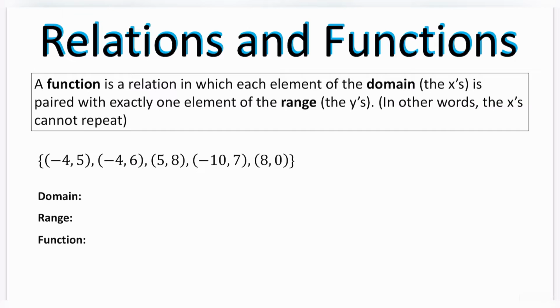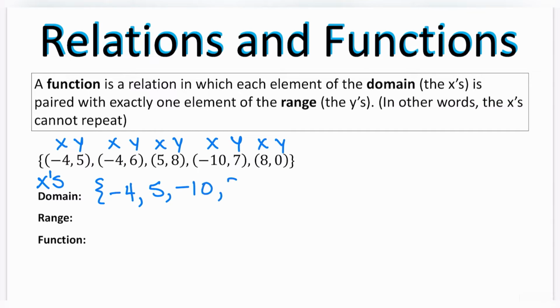This is a relation. We're trying to determine the domain, the range, and whether or not this relation is a function. The domain are the x's. So every ordered pair is of the form x comma y. So the x's here are -4. And notice that I have two -4's. I don't have to write them twice. Then I have 5, -10, and 8.